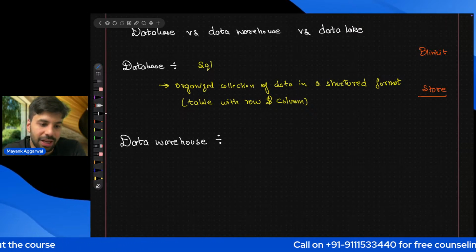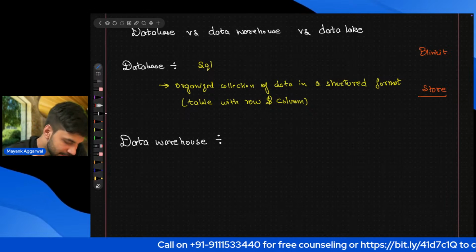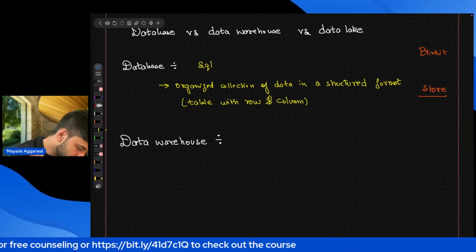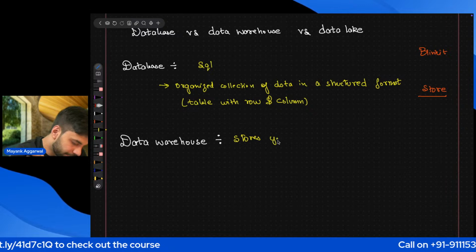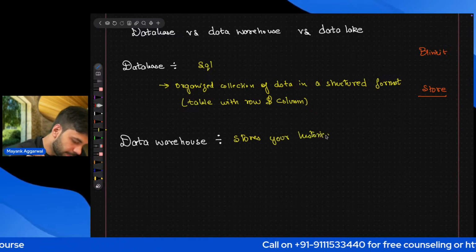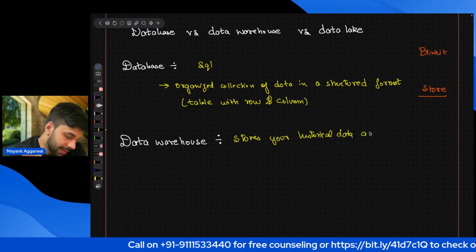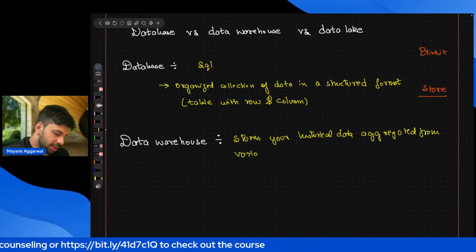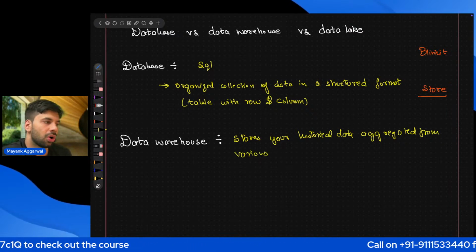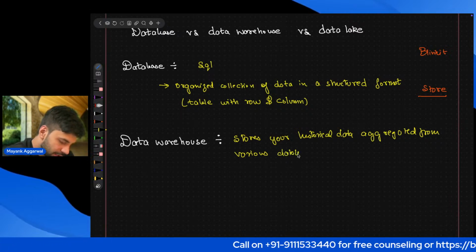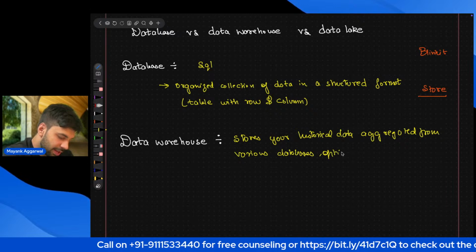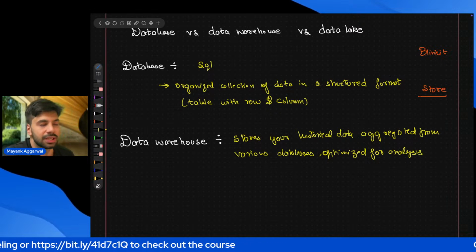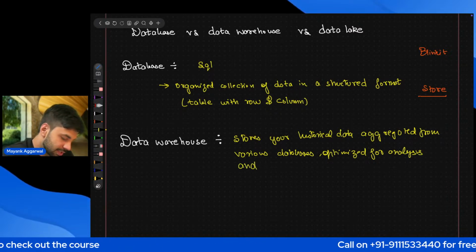So a data warehouse comes into the picture when you are storing historical data. Let me write what it does. A data warehouse basically stores your historical data, aggregated from various databases, like all the Blinkit stores from Delhi or North India. And the very good thing is that it is optimized for analysis. We are not going to store everyday things in the data warehouse. It is optimized for analytics and reporting.